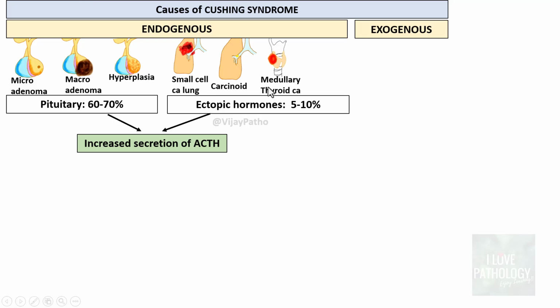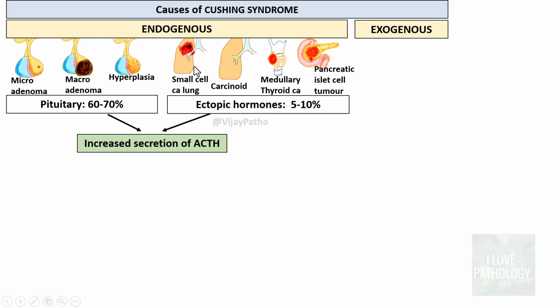The third one is medullary thyroid carcinoma, basically a neuroendocrine carcinoma. And the fourth one is pancreatic islet cell tumors. You also have neuroblastomas and pheochromocytomas, which can also result in increased secretion of ACTH as well. But these are the four most common causes of ectopic secretion of ACTH.